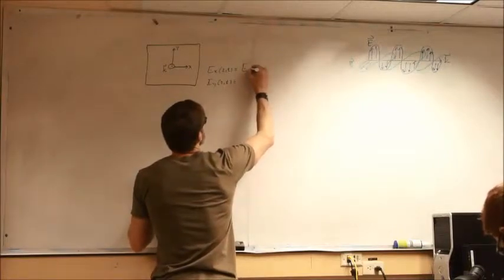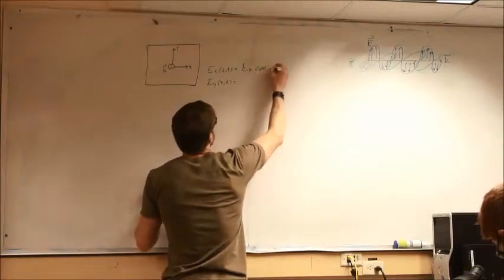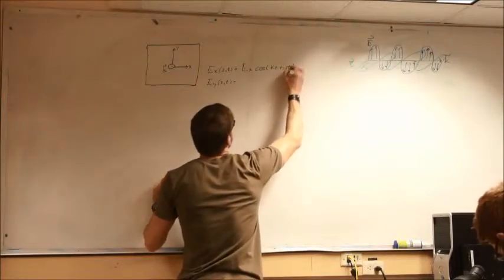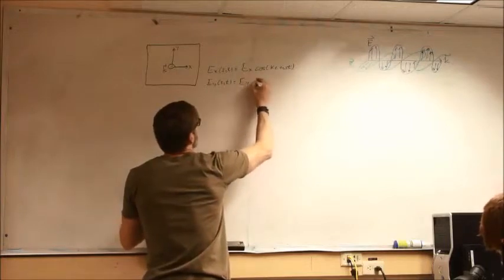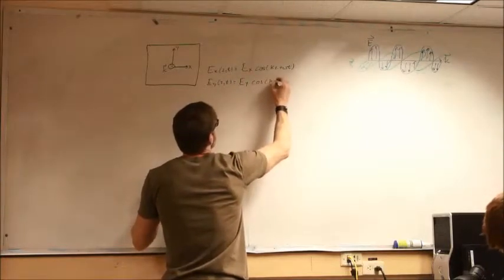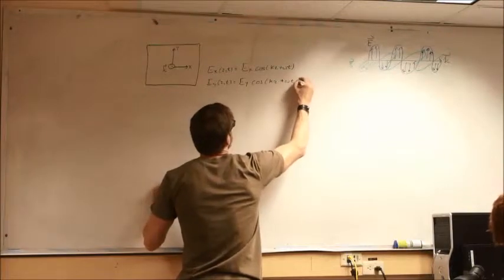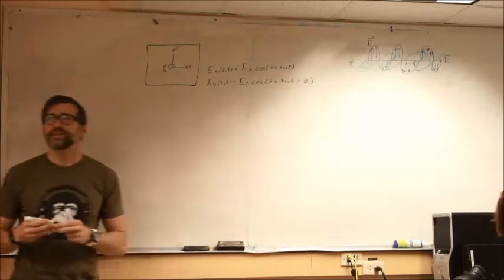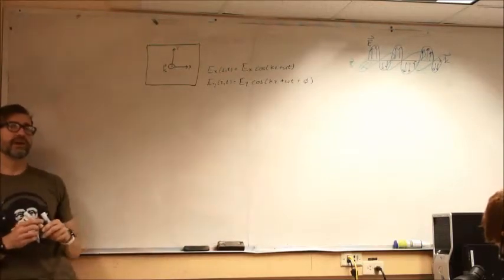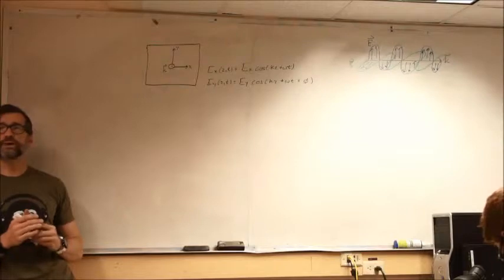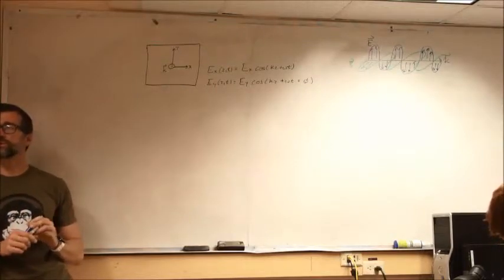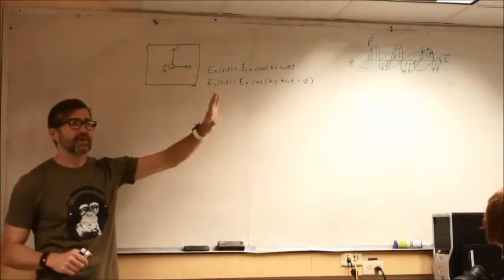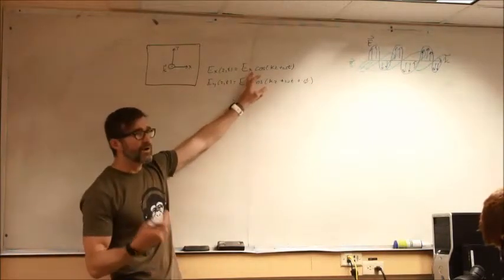So the expressions I'm going to use are Ex cosine(kz plus omega t) and Ey cosine(kz plus omega t plus phi), where phi is just an angle that I can use to adjust the relative phase of the x and y components. And that's going to be an important parameter we can play around with. But otherwise, the form of these should be somewhat familiar to you from Physics 1 and maybe from Physics 2.